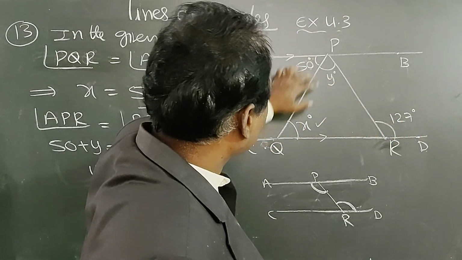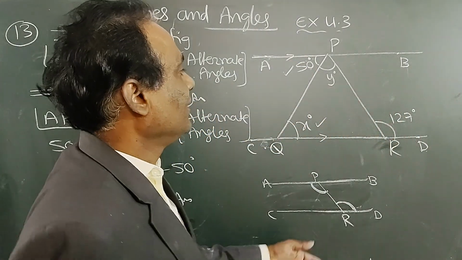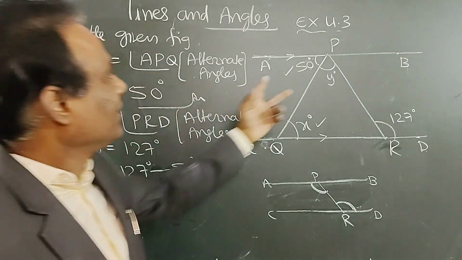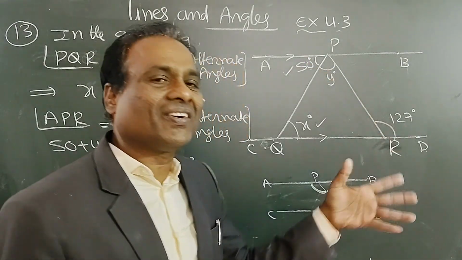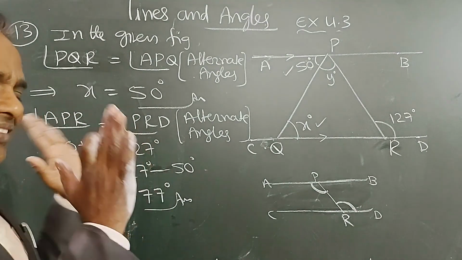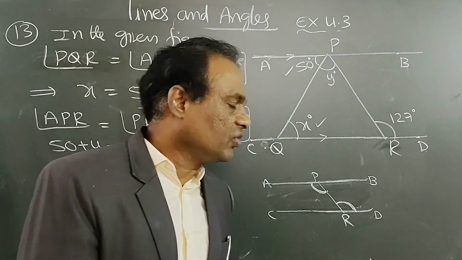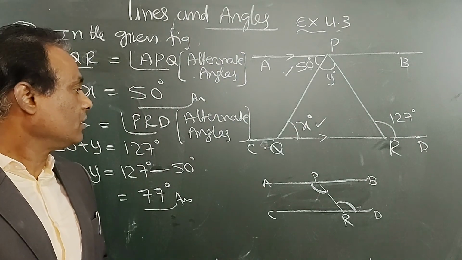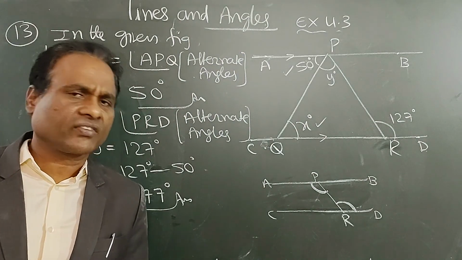First, 50 is equal to x, by alternate angles. Then after that, 50 plus y is equal to 127, by alternate angles. Only using the alternate angle concept we got the x and y values. That's all, students. So practice this. Let us continue tomorrow.